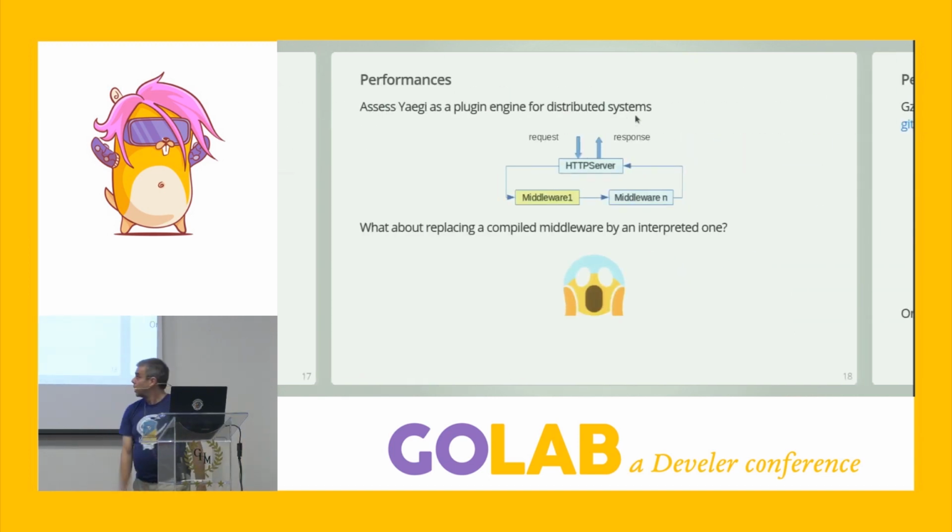Now an interesting story, which is at the origin. What we want to do is use this kind of interpreter to do something a bit crazy: replace some compiled middleware in the HTTP server by interpreted code. It's kind of crazy. We are in the critical path here. What happens if we slow down some critical functions by interpreting them?